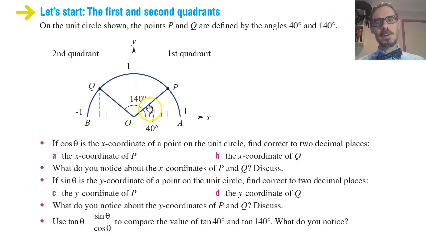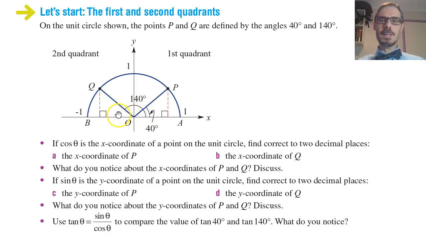Consider an angle of 40 degrees. This angle's 40. If this whole angle here is 140, what does that make this angle over here? That means this one must be 180 minus 140, which is also 40 degrees.